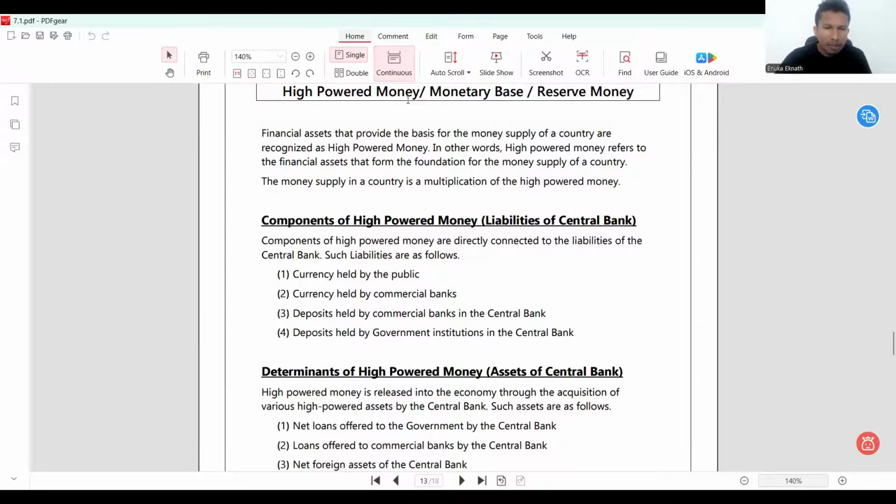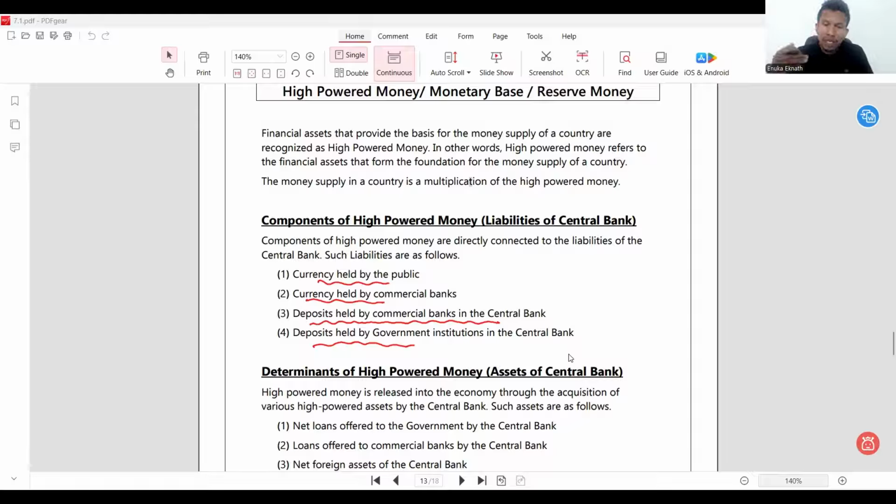Here we get the topic high powered money, also known as monetary base or reserve money. Then we get the components of high powered money. And how many components are there? There are four components. The first one, currency held by the public. Second, currency held by commercial banks. Third one, deposits held by commercial banks in the central bank. And the last one, deposits held by government institutions in the central bank.